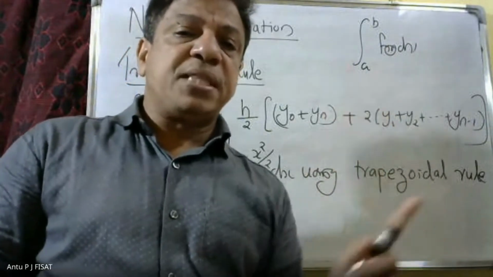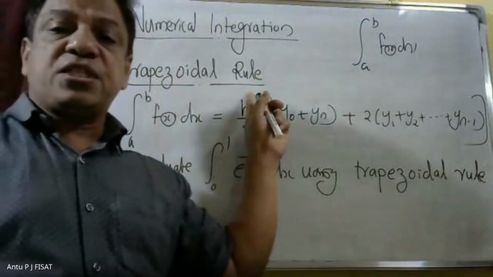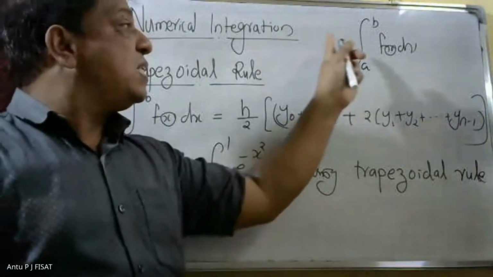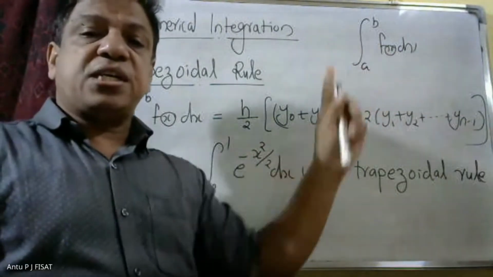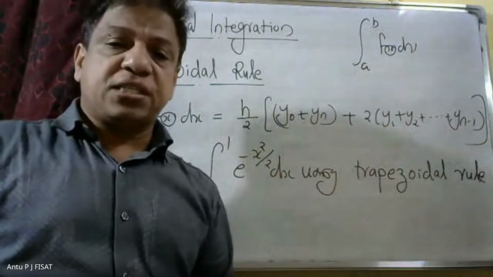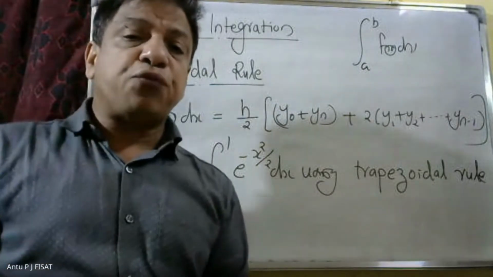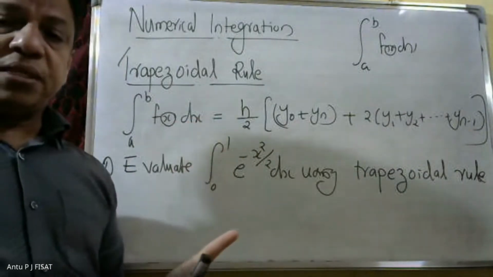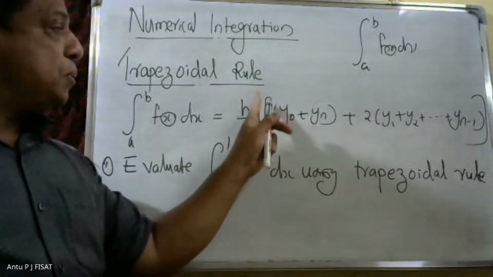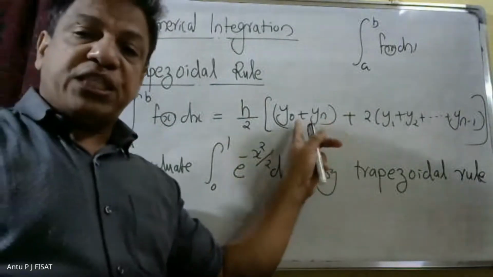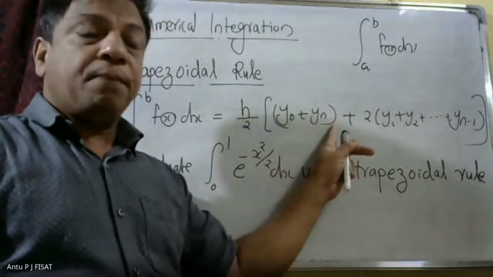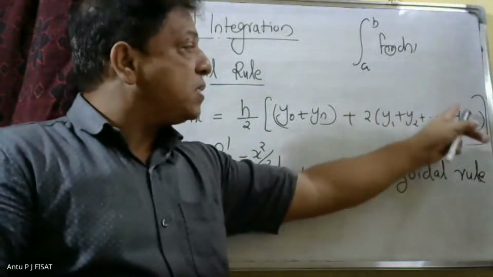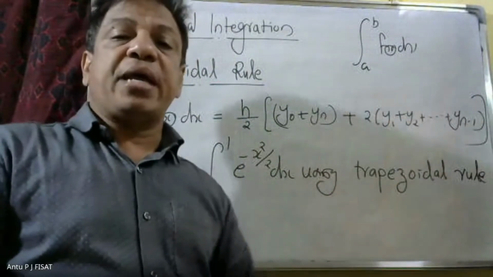The first method is the trapezoidal rule. By using the trapezoidal rule, we can easily evaluate the integral a to b f of x dx. For that, we use a formula. The formula says that integral a to b f of x dx is equal to h by 2 into y0 plus yn, first term plus last term, plus 2 into y1 plus y2 plus etc. plus yn minus 1, 2 into the remaining terms.